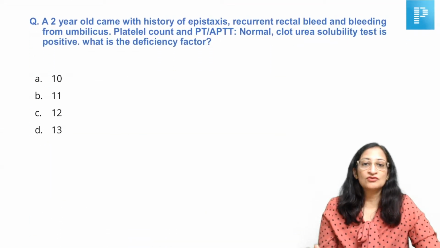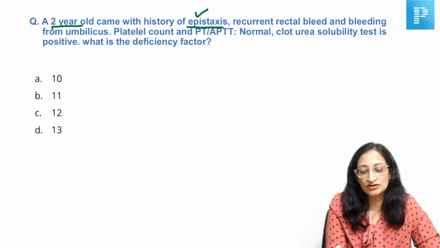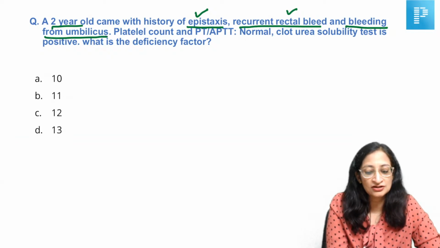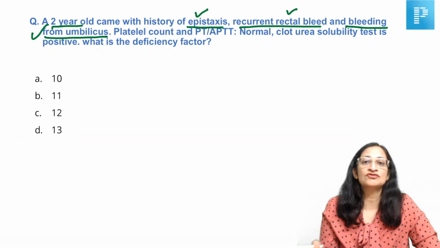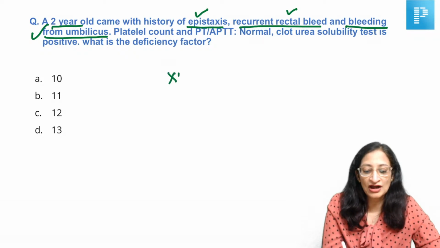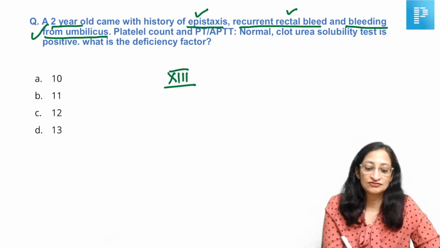The next question: a 2-year-old child who came with a history of epistaxis, recurrent rectal bleeding, and bleeding from the umbilicus. Whenever in any question you get bleeding from the umbilical cord stump, we think of factor 13 deficiency, because factor 13 is the fibrin stabilizing factor.